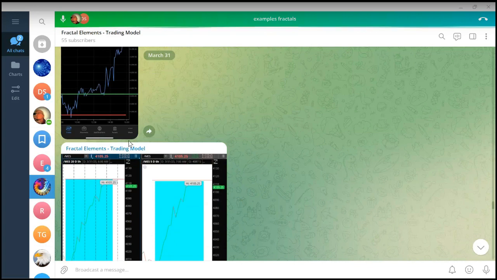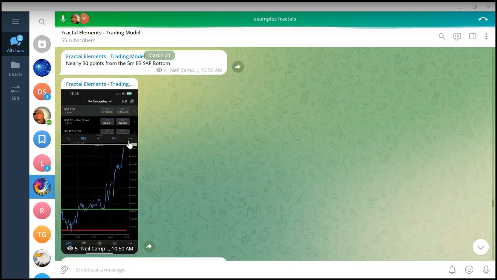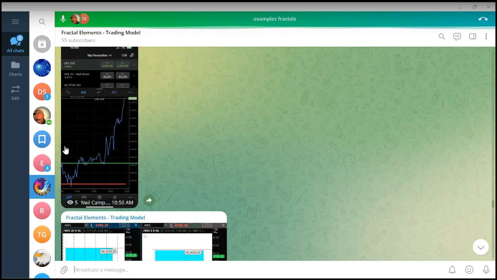Let's take a look at another one here. He found a good one here too. That was his original 5M bottom, which we saw before. We had a bottom here, went up. We had low throwover. Now, if you're willing to risk a point or two on a stop for the bottom, you would have had a great trade here.